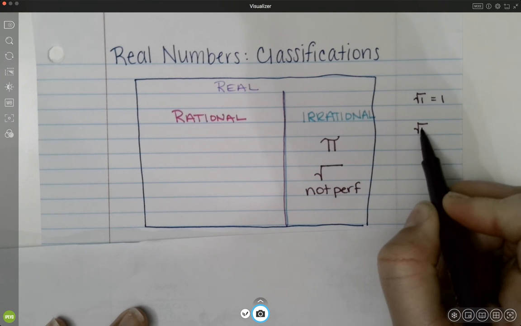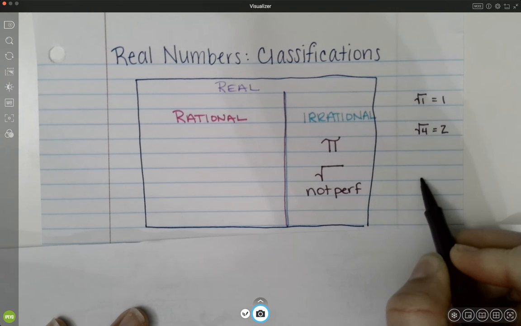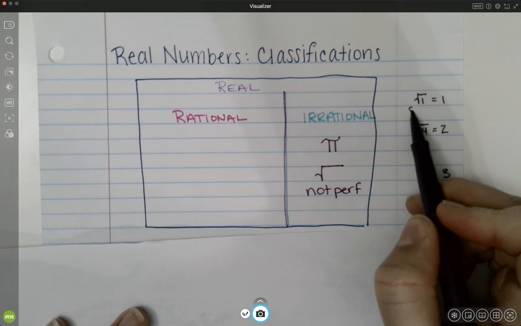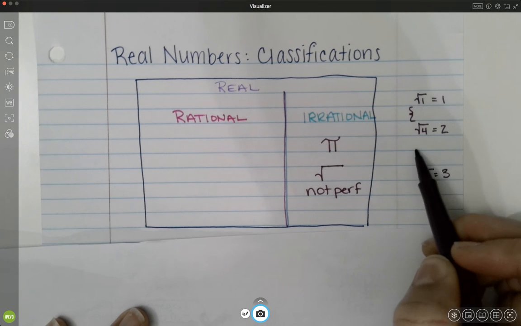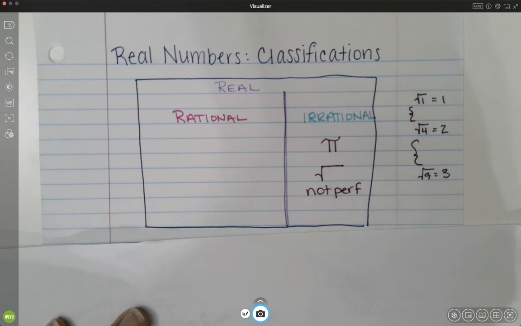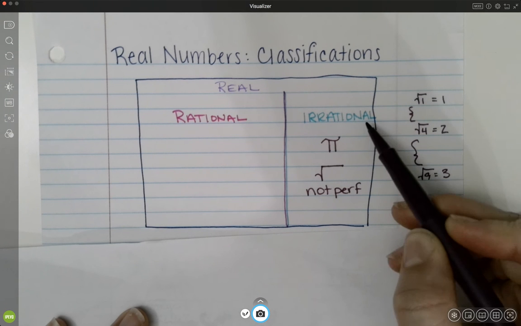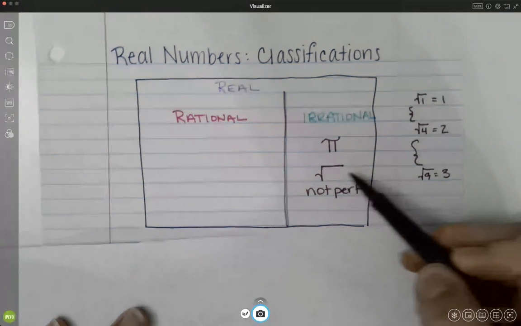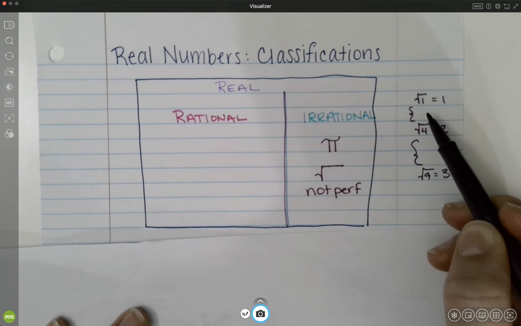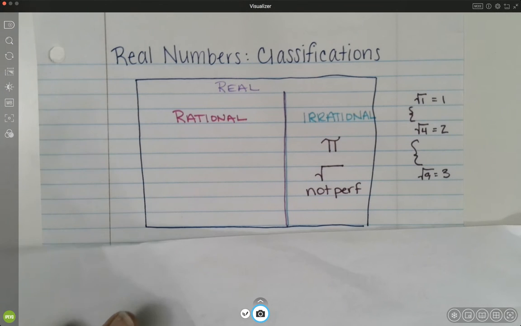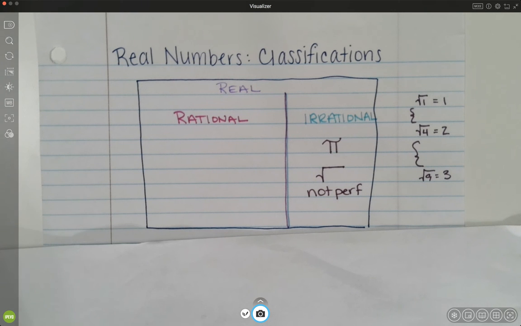So the square root of 1 is 1, the square root of 4 is 2, the square root of 9 is 3. But what about the square root of 2 and 3? What about the square root of 5, 6, 7, and 8? These gaps in between are irrational. They are not perfect squares, because if I type the square root of 2 in my calculator, I'm going to get a number that goes on and on and on forever and never repeats.